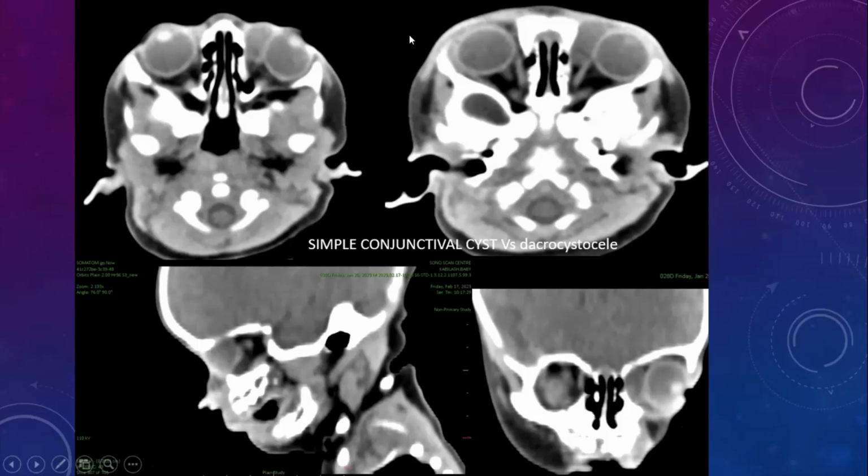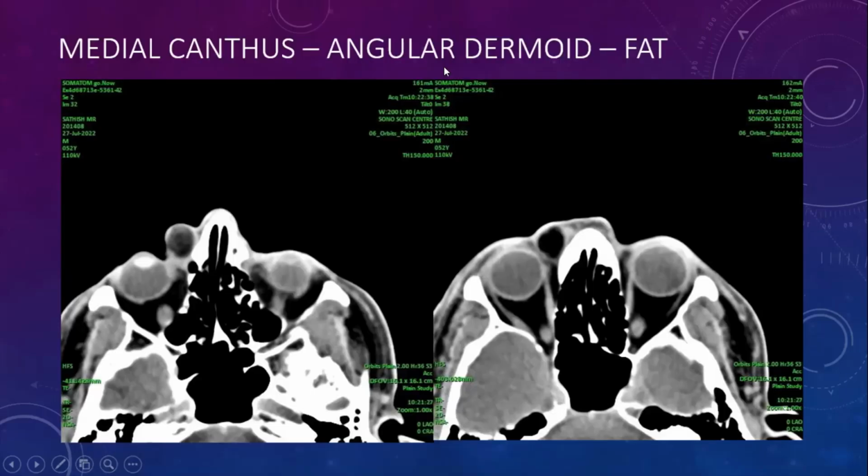Next, this was a case suspected to be dacryocystocele, but the differentials were a simple conjunctival cyst and dacryocystocele. It is noted in the medial aspect, going well into the extraconal area, medial to the medial rectus muscle, with a homogeneous cystic structure, and it is in a pediatric case.